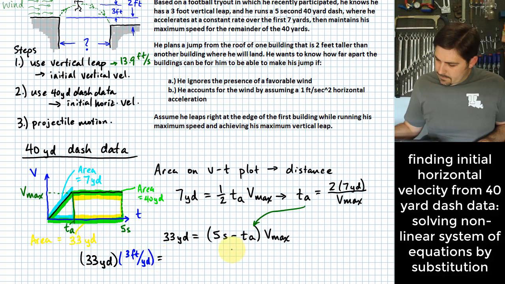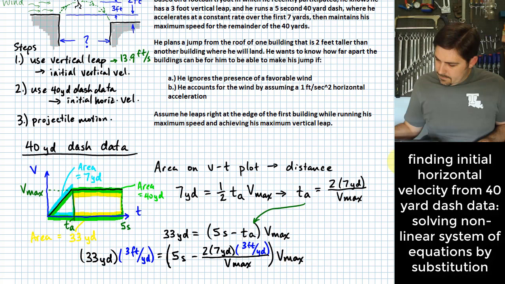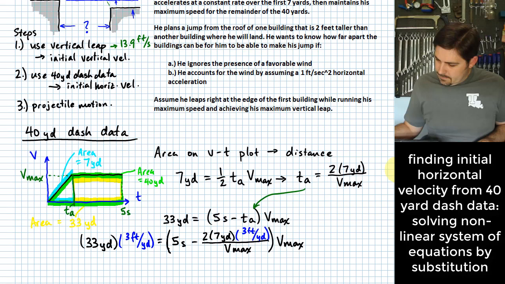All right, and this is going to be equal to 5 seconds minus T sub A, and I'm going to do this substitution at this point, 2 times 7 yards. Let me also do my conversion at this point, 3 feet per yard, and this divided by Vmax. Okay. That whole quantity is then multiplied by Vmax. All right. And that's an equation we can work with because it just has one variable in it.